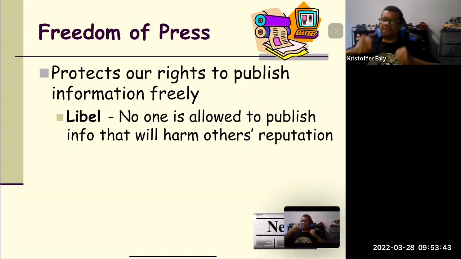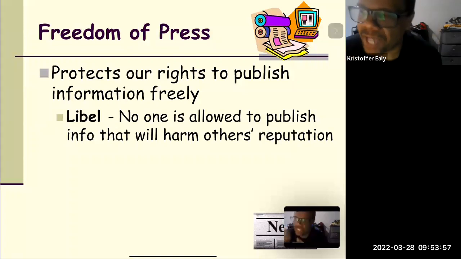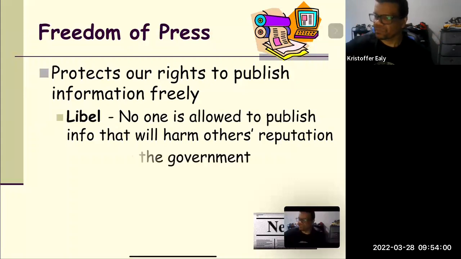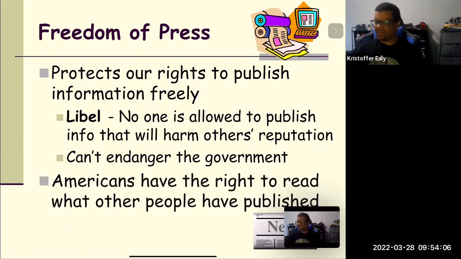The law defines the truth as something that can be proven to be true, and it defines a lie as something that can't be proven to be true. That's how we define the laws in this class. Can't endanger the government. We'll talk about stuff like that later. Americans have the right to read what other people have published. They've got the right to listen to jokes. They've got the right to make fun of you, especially if you're a public figure.